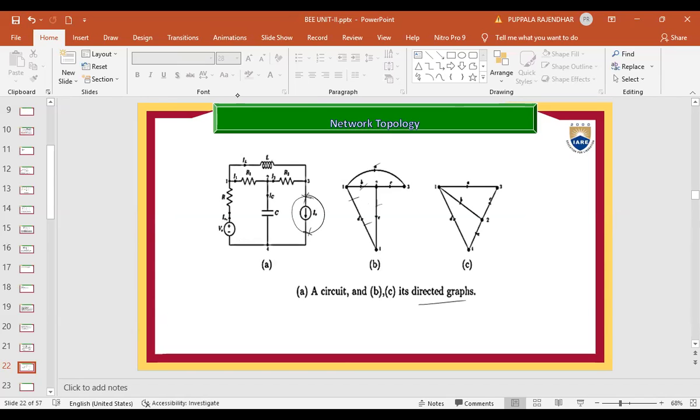Current source we are replacing with the... how are we replacing? What is our rule to draw an oriented graph? Voltage sources are replaced with the short circuit. Current sources are replaced with the open circuit. So here we are simply keeping it as an open circuit. So it's not connected, right? And these two graphs remain the same.